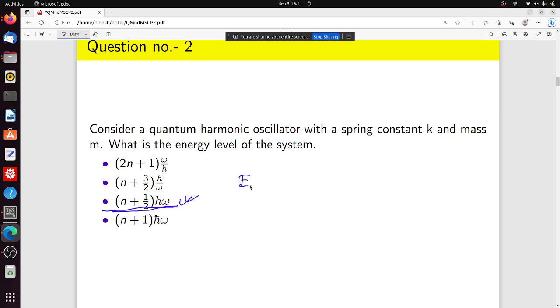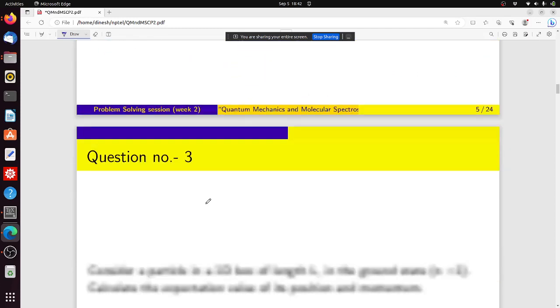The energy is n plus half h cross omega. So the minimum energy this system can have is half h cross omega. It can't have zero energy. This is the result of this framework. The particle can't have zero energy. It has to have some minimum energy, which is quantized by Planck's constant. Okay, so this is the answer. Let's move to the next question.